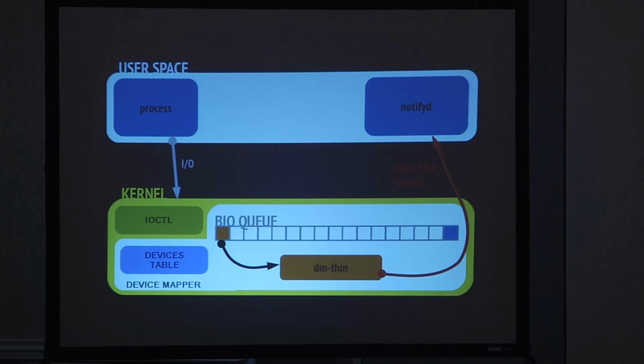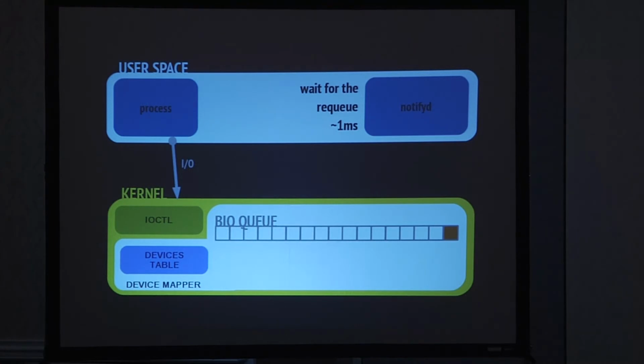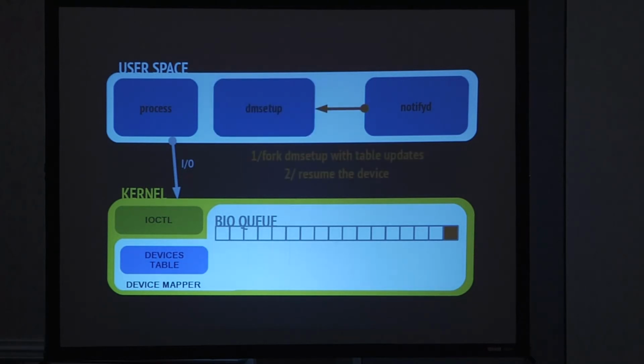So we will notify the process first. We can't do requeue and notify at the same time, because the requeuing will be done by the kernel when you return the requeue value. So we send the signal, we requeue the I/O, and notify D will wait, for example, 1 millisecond, because as I said, we can't requeue before sending the signal, so it has to wait.